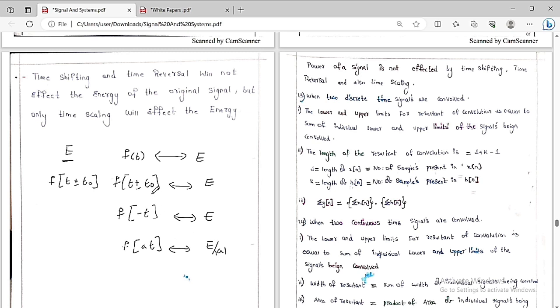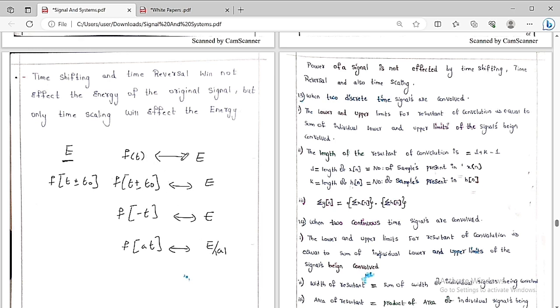So finally, time shifting and time reversal will not affect the energy of the signal, but only time scaling is going to affect the energy of the signal. This point you always have to keep in your mind.